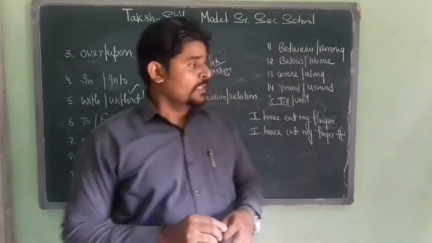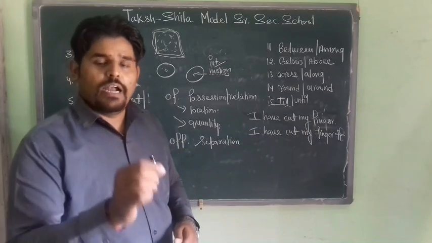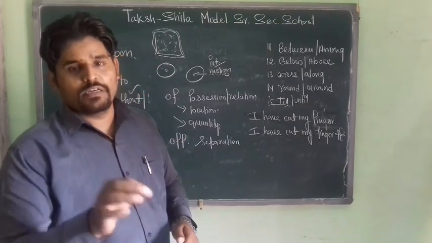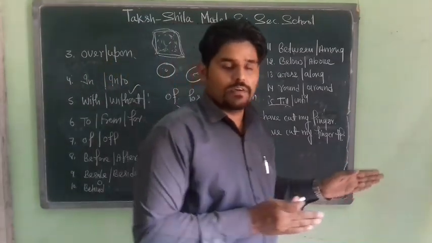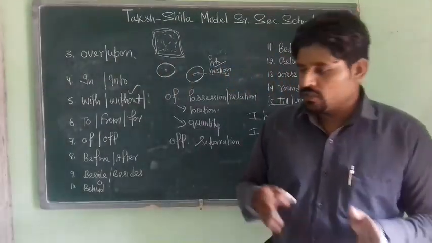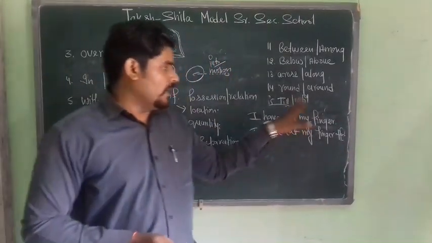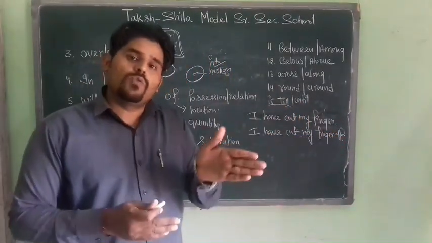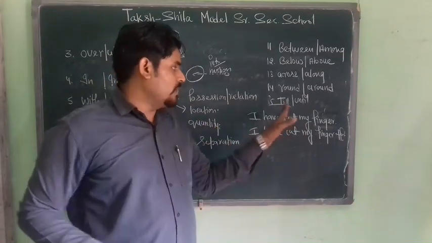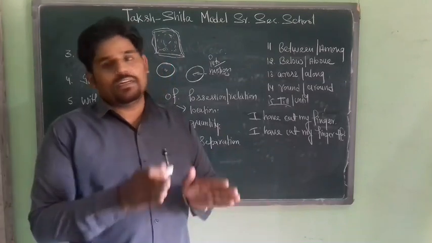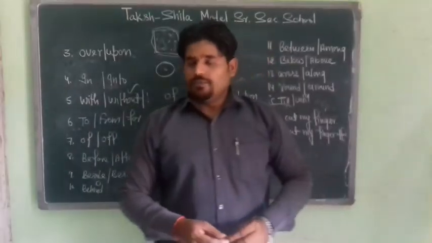For example, we accepted applications until 7 o'clock or until 7 p.m. means the activity of accepting applications was going on until 7 p.m. So until shows before time or up to a time, but the activity was continuously going on. But in the case of till, the activity is not shown going on, right?